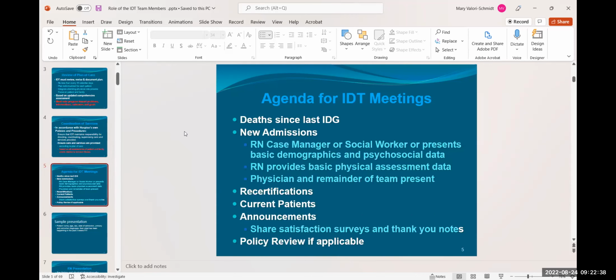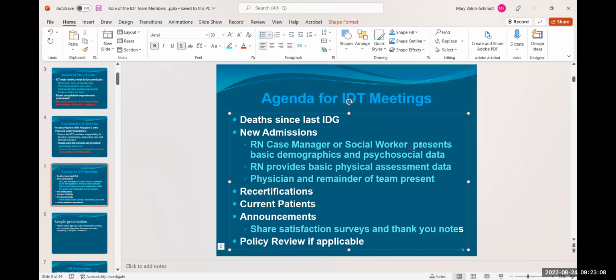The agenda for the meeting, I think we all know: the deaths we do first, then we do new admissions. So the RN case manager, in some places the social worker, presents the initial data. In other words, the name, the age, basic demographic information, right? The RN should be giving the physical assessment data, right? And the physician and the remainder of the team would then present, if they have any input.